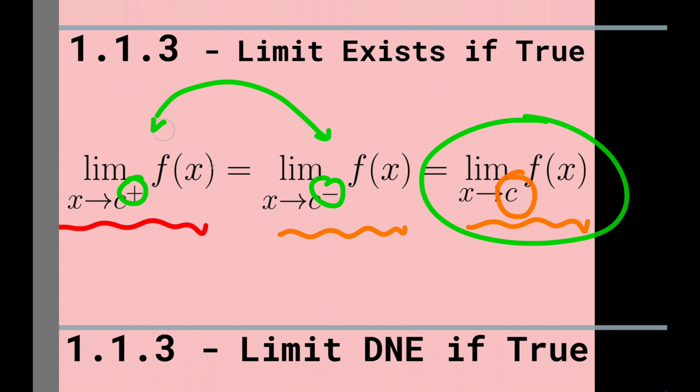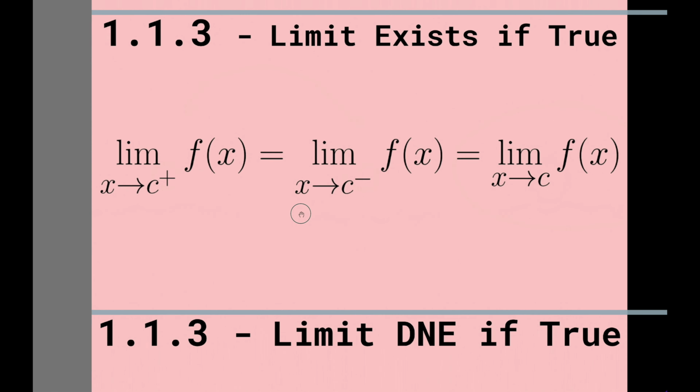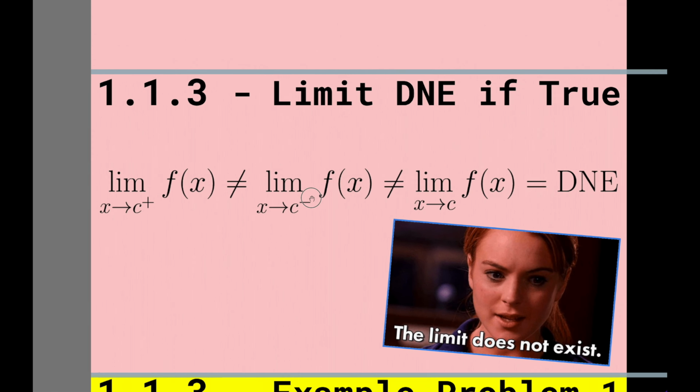That should be pretty straightforward, pretty easy to understand because we've gone over it before. It's just now introducing a new notation on top of that other stuff we were talking about before. If you remember from section 1.1, if the values don't match on both sides, then the limit does not exist. So this is just saying it exists if true, if this whole equation here that I have is true. Limit does not exist if this is true.